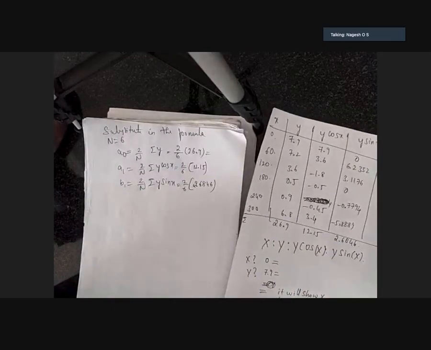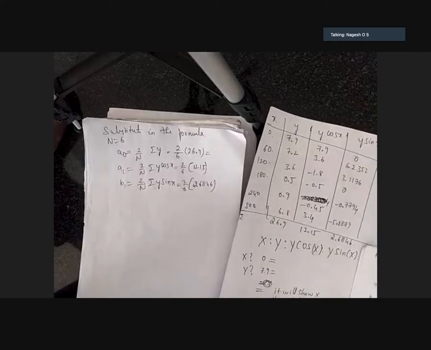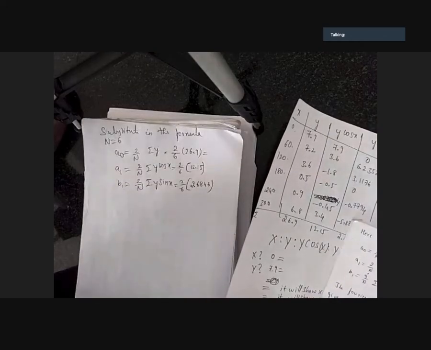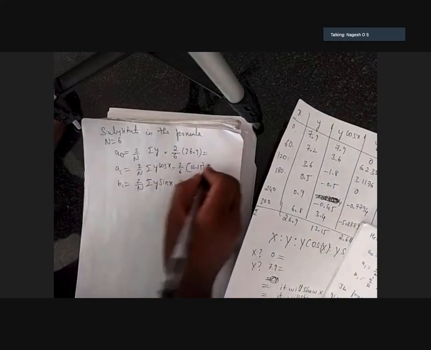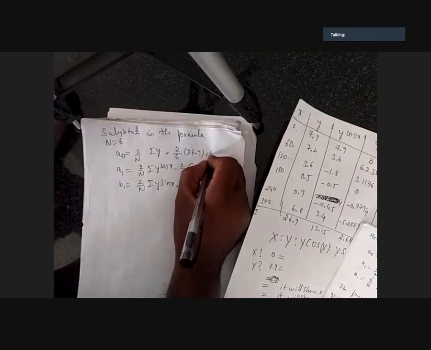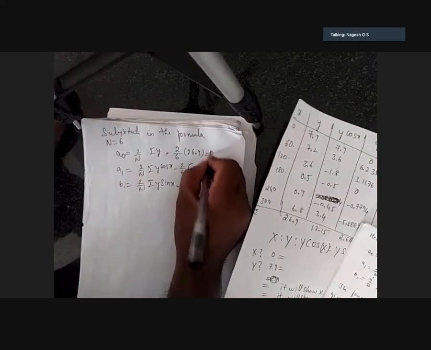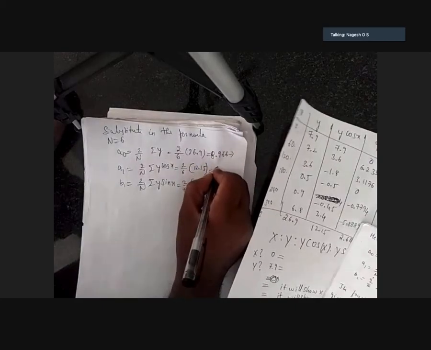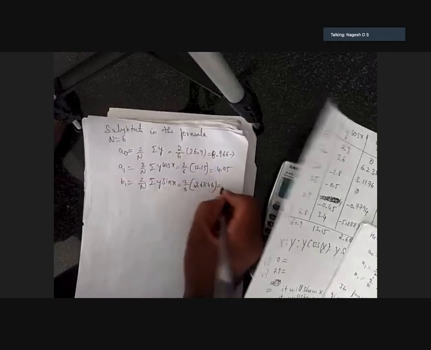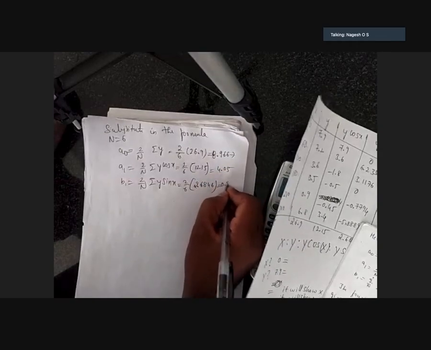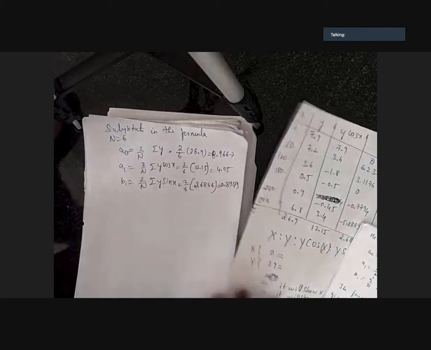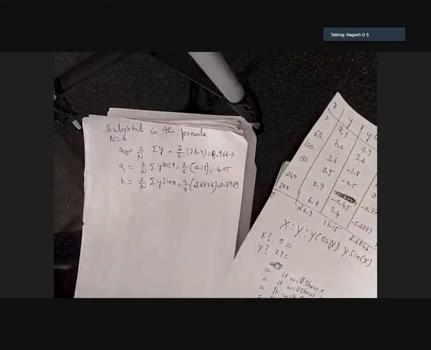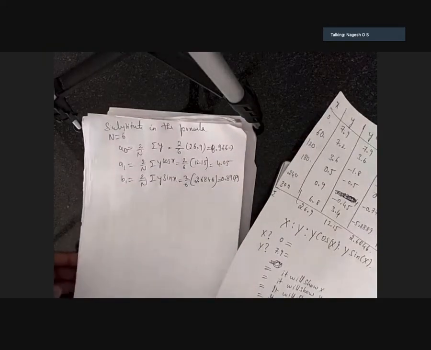To find this value, you will get a naught as 8.9667, A1 as 4.05, then B1 as 0.8949.